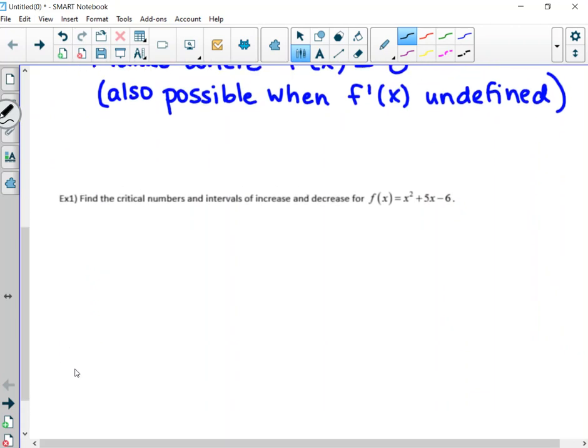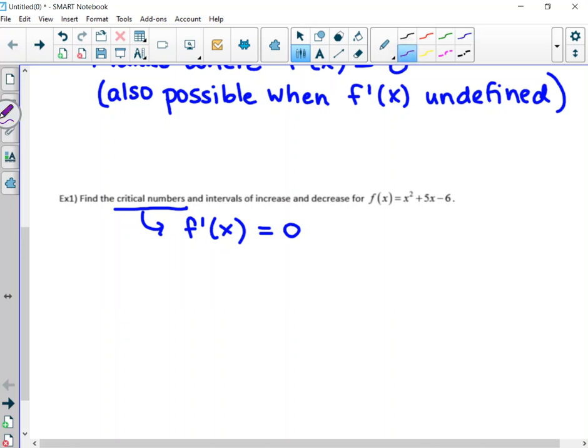Okay, so step 1, find the critical numbers. We're just going to practice that. And so the first thing I have to do to find a critical number is find the derivative and set it equal to 0.